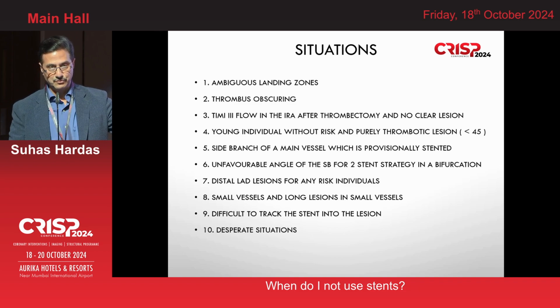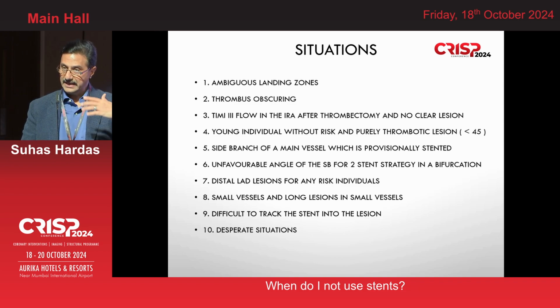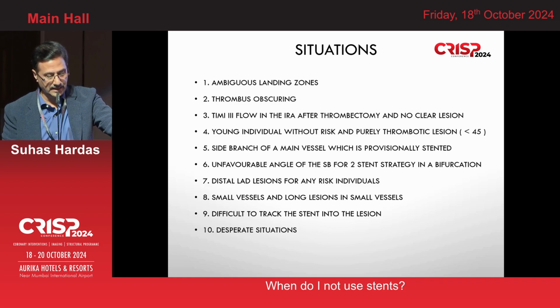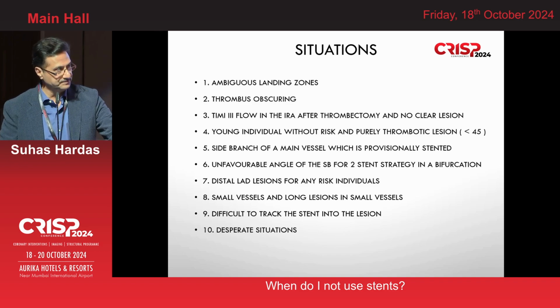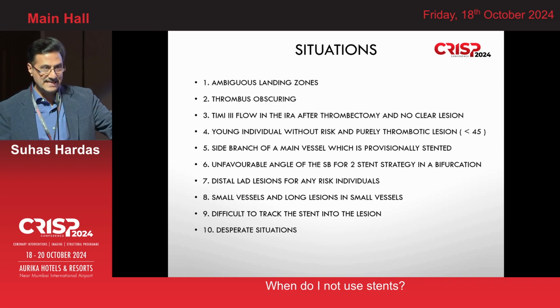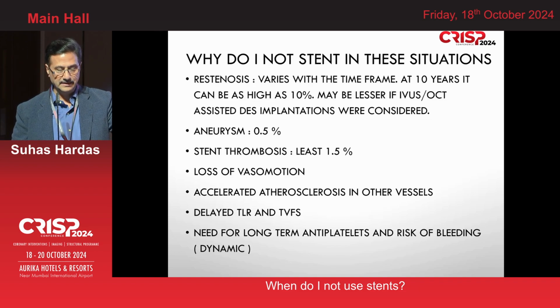Now, this is an area which you would definitely want to leave for grafting in case the individual is very young and has a very, very high risk of recurrence. Small vessels, long lesions, difficult to track the stent into the lesion, and a desperate situation. I remember once we had a LAD lesion, patient presented with LAD syndrome, and no matter what angle we took, we just could not delineate the proximal end of the lesion very well. So there are such situations, and why do I not want to stent in these situations?